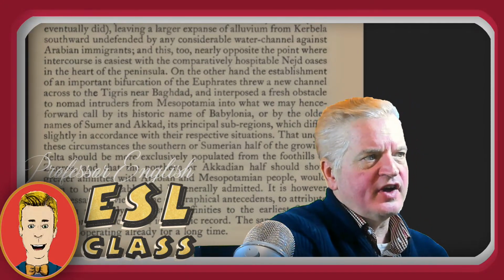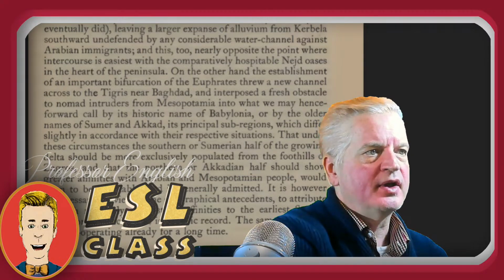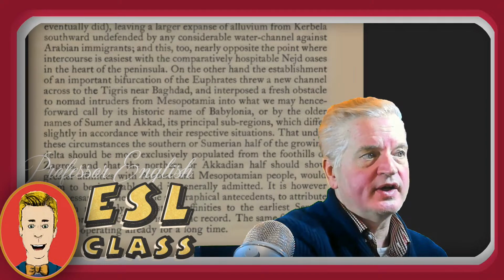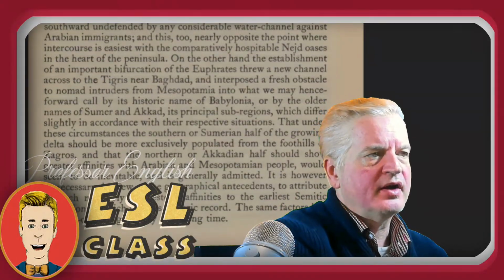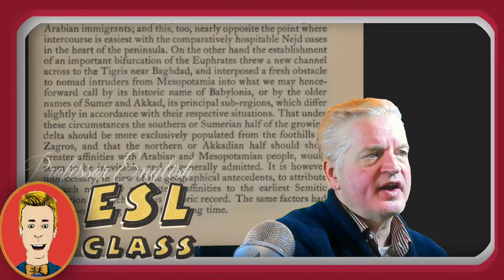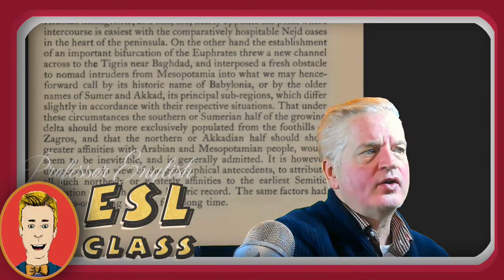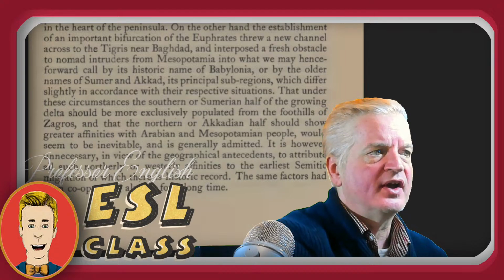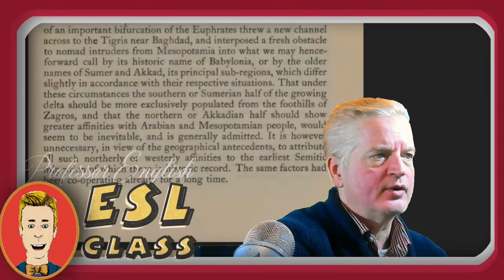And interposed a fresh obstacle to nomad intruders from Mesopotamia into what may henceforward be called by its historic name of Babylonia, or by the older names of Sumer and Akkad, its principal subregions, which differ slightly in accordance with their respective situations, that under these circumstances the southern or Sumerian half of the growing delta should be more exclusively populated from the foothills of Zagros.